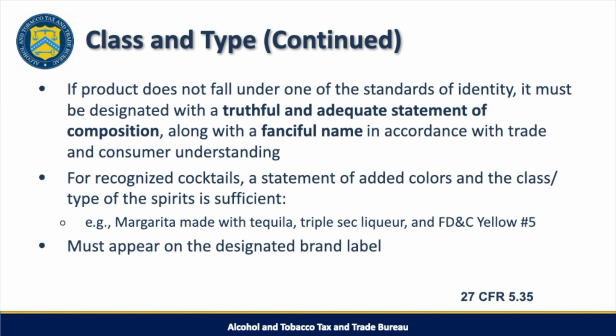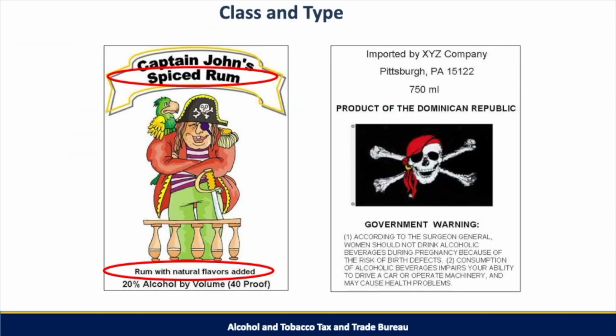The class and type must appear on the designated brand label. In this example, the designation for this product is rum with natural flavors added, reflected as a statement of composition, located at the bottom of the designated brand label. If a class and type designation appears on more than one label, ensure that the designation is consistent on all labels.